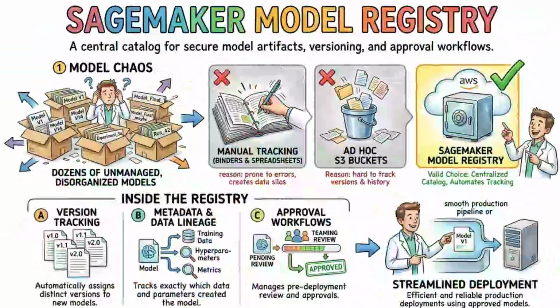As you begin automating your training processes, you will quickly generate dozens or even hundreds of different trained models, which can become an absolute nightmare to manage. To solve this organizational chaos, AWS provides the SageMaker Model Registry, which acts as a highly secure, centralized catalog for all your valuable model artifacts.